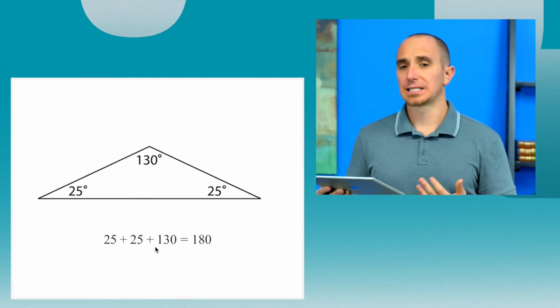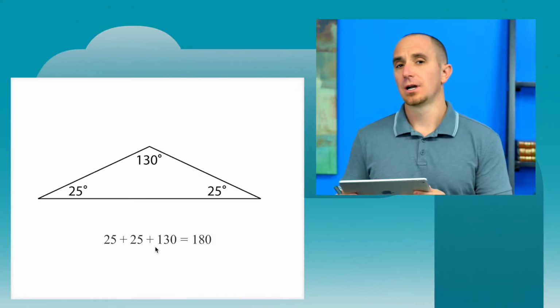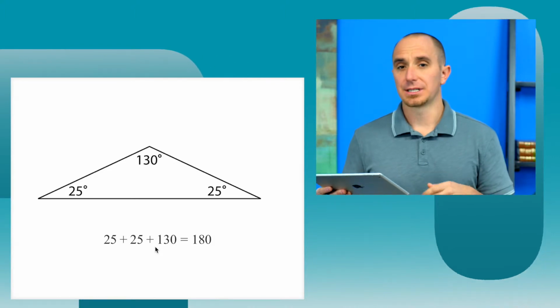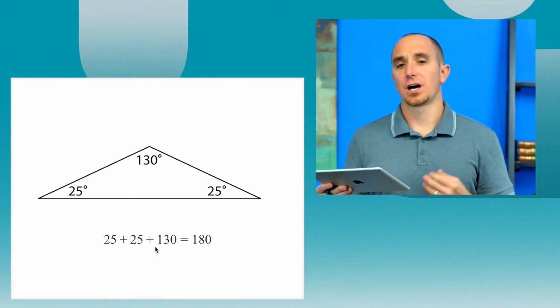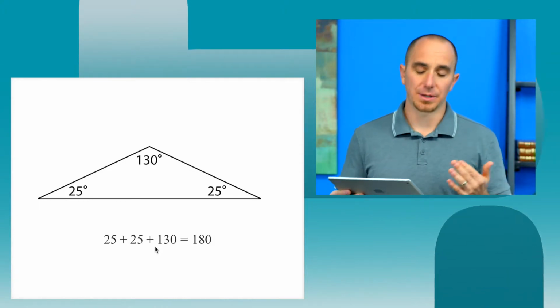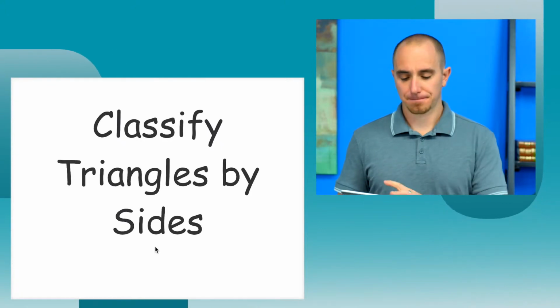So if you see here in my example, I have my obtuse angle of 130 degrees, and then I have my two acute angles of 25 degrees. And if I were to add them all up again, 25 plus 25 is 50, 50 plus 130 is 180 degrees. All right, now let's classify triangles by sides.